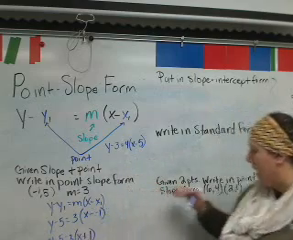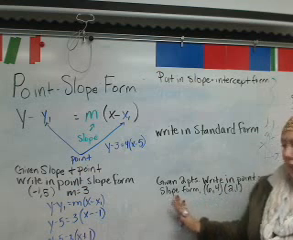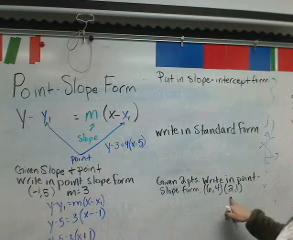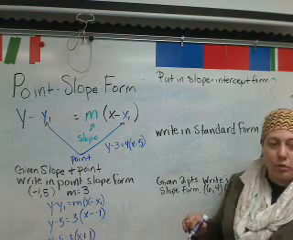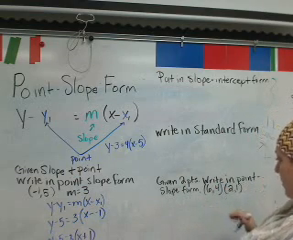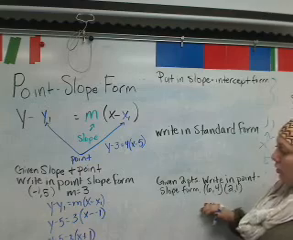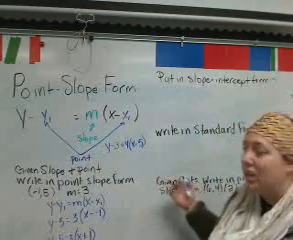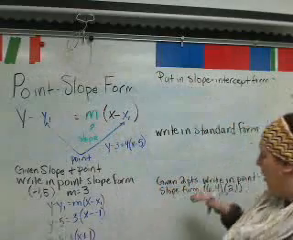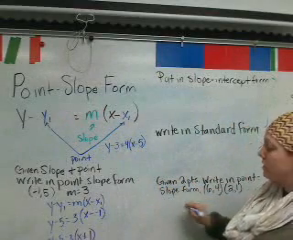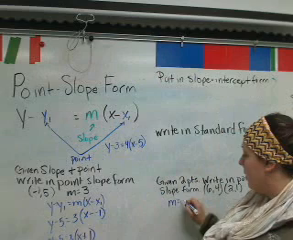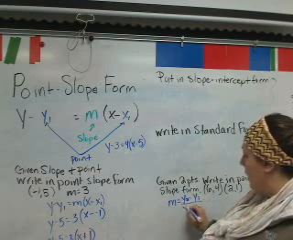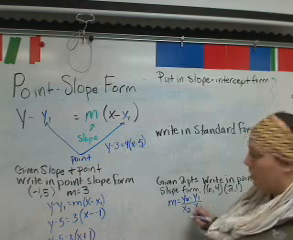The next way is if you're given 2 points. So we're given 2 points, 6, 4 and 2, 1, and they want us to write in point-slope form. In point-slope form, we need a point. Well, we have 2 of them, so we're good. We also need a slope. We don't have a slope, but we know our slope formula is m equals y2 minus y1 over x2 minus x1.